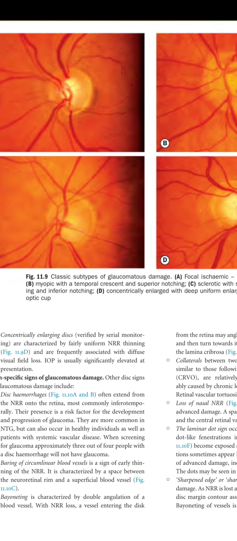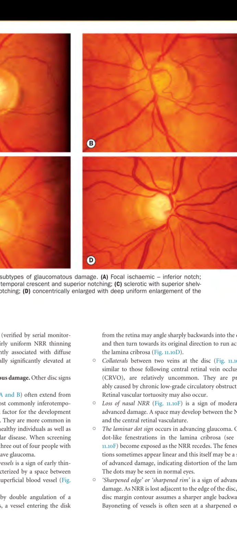C is showing a sclerotic disc with superior shelving and inferior notching. This disc does not have very distinct margins, but there is slight sloping of the neuroretinal rim, and there is an inferior notching as well. And D is showing a concentrically enlarged, uniform, deep enlargement of the cup. So the cup is deep and enlarged.